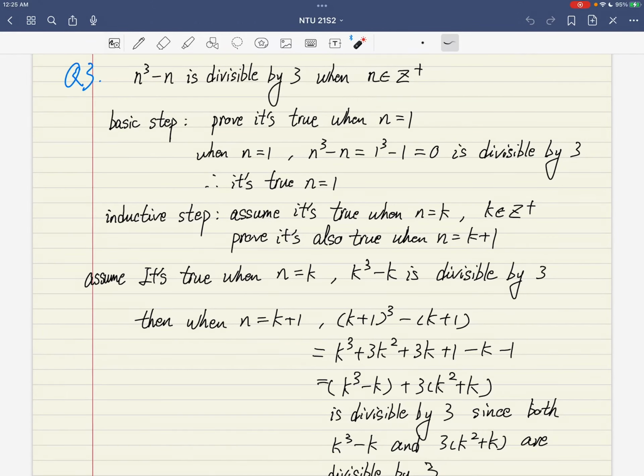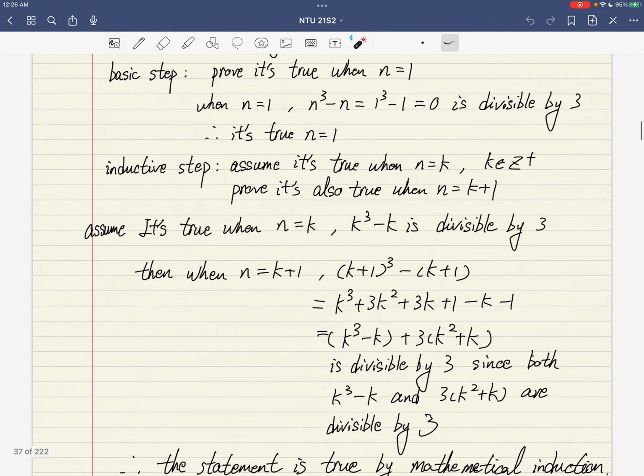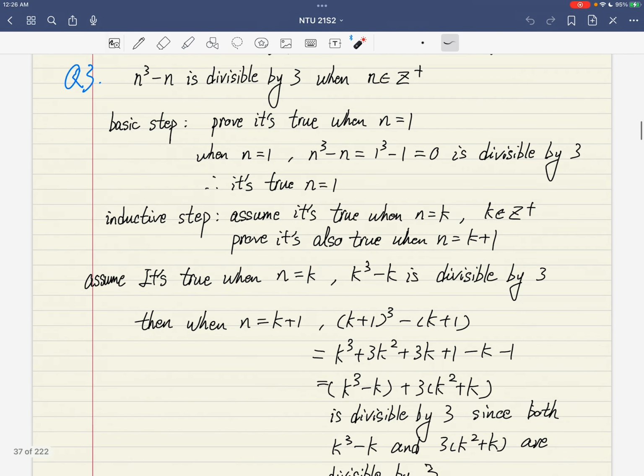Okay, exercise 40. Prove that n cubed minus n is always divisible by 3. We actually proved this in our first tutorial using one method. Here, we're going to use mathematical induction to prove it. Again, mathematical induction has 2 parts. The first part is the basic step. You have to prove n cubed minus n is divisible by 3 when n is 1.